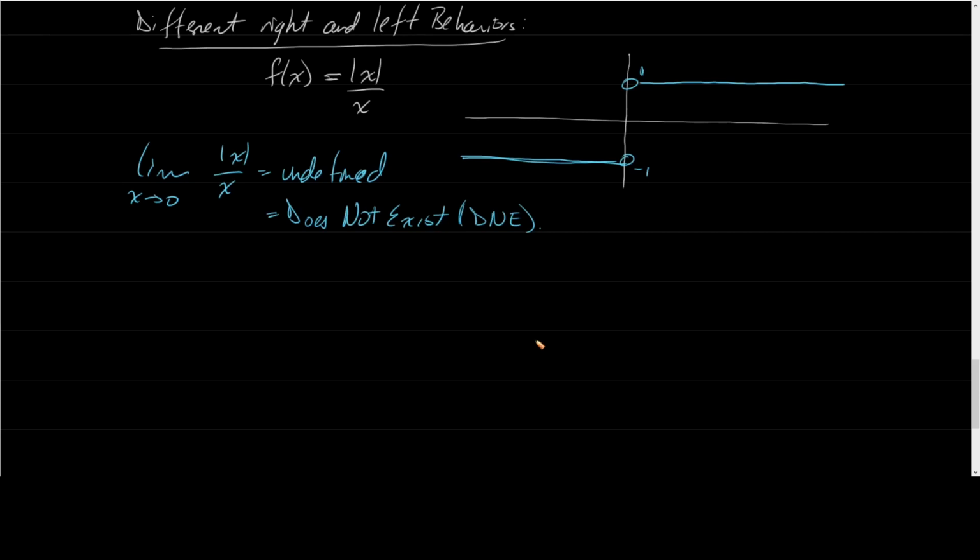I'll just briefly mention this, that this function of absolute value of x over x can be rewritten as a piecewise function as 1 for x being greater than 0, -1 for x being less than 0, and then undefined for x being equal to 0. All right. So in there, we don't actually have a limit as x approaches 0. It does not exist.